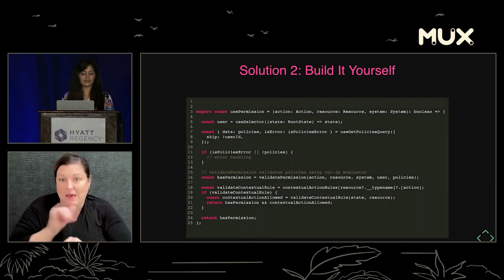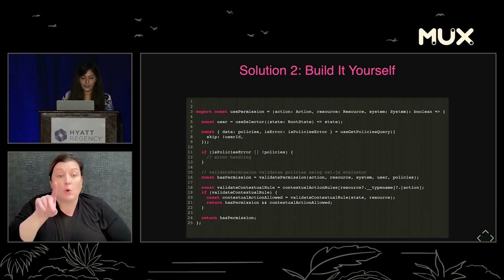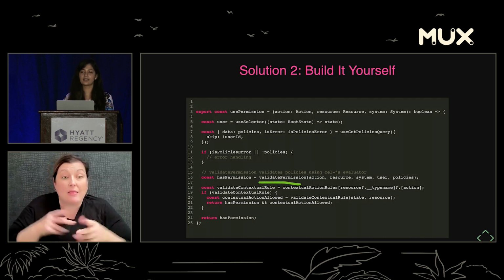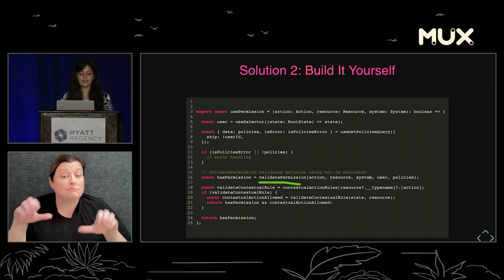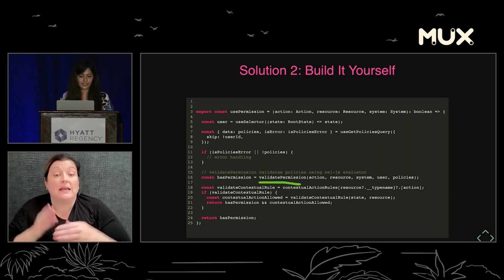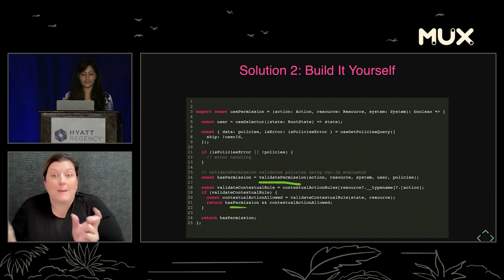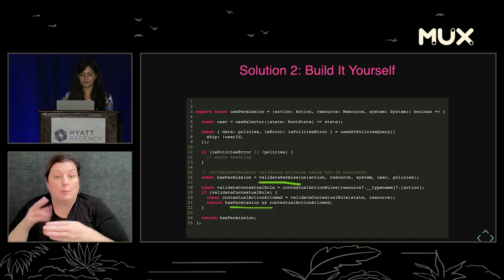This is what a high-level simplified code for the usePermission hook looks like. We have the validatePermission function here, which handles the CEL.js evaluation. And if a contextual action rule is present for the given resource and the action, the output of that is going to be combined with the output of the policy-based evaluator. Otherwise, only the policy-based permission output is going to be returned.